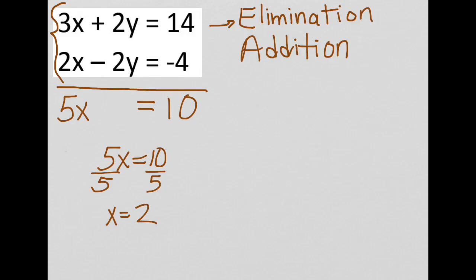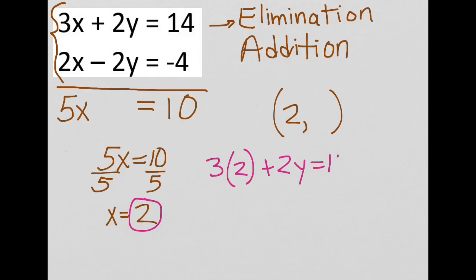Don't forget, though, that we are trying to find the point where these two lines intersect, and a point needs an x and a y. And so far, all we've learned is that our x coordinate is 2. To find the y coordinate, you can take this 2 and substitute it back into either one of the equations. It totally doesn't matter, whichever one. I'm just going to put it in the first one. So 3 times 2, because we know that x is 2, we're replacing x with the 2, plus 2y equals 14. And now we can go ahead and solve for y.